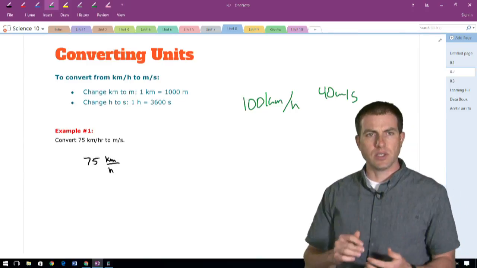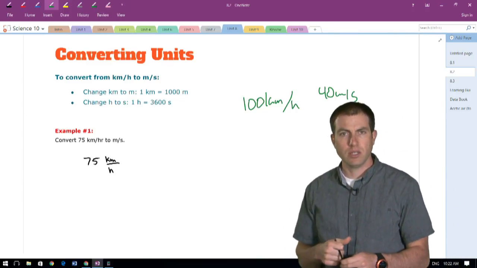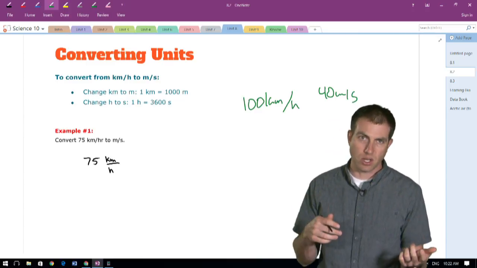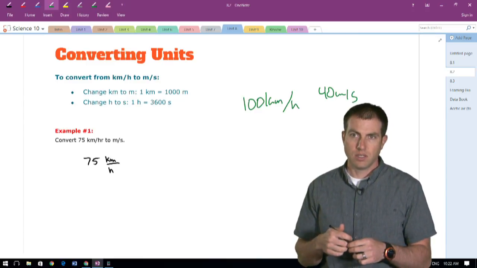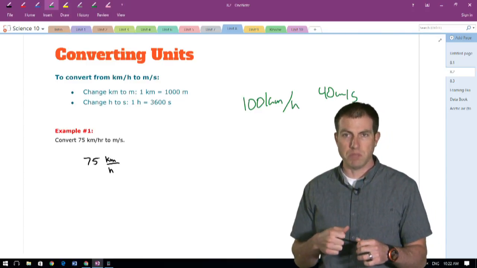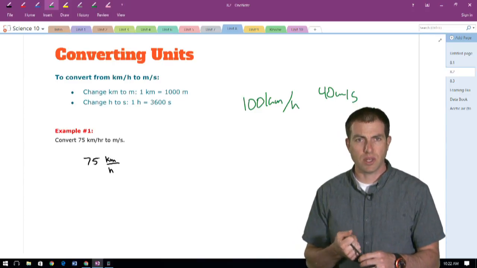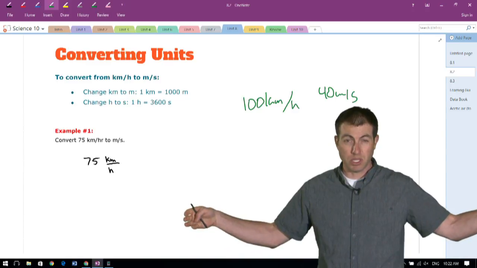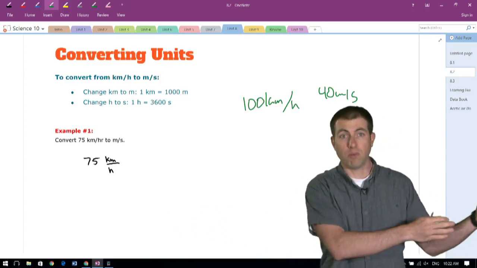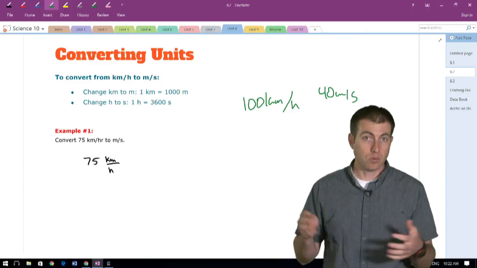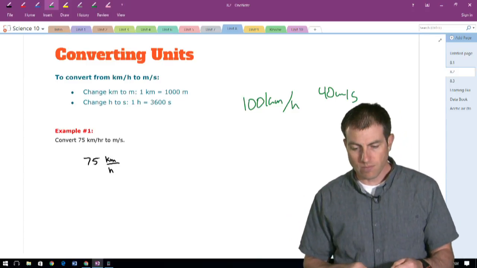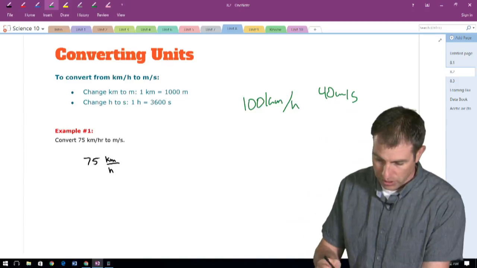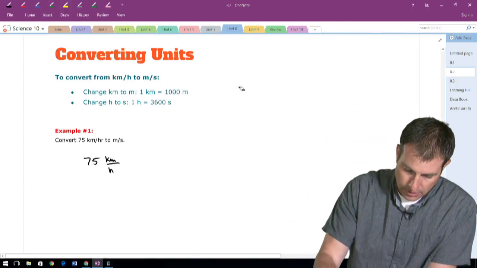What do we think? Is there any guesses which one's bigger? Is 40 meters per second faster or 100 kilometers per hour faster? Josh is voting for 40 meters per second. And when you really think about it, if I took out a measuring tape that was 40 meters long and I traveled that whole 40 meters in 1 second, that's a really big distance. And it is faster, so you're right, Josh. Your intuition was correct.